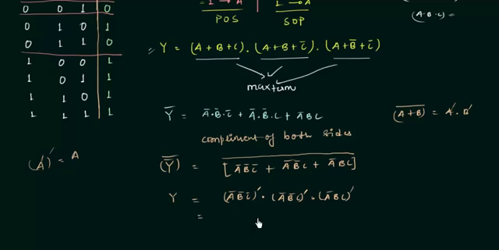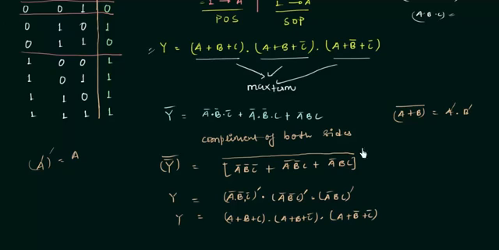Again, we have to use De Morgan's law for these three min terms, and we have a, this AND will change to OR, b, this AND will change to OR, c. Okay, and in the same way we have a or b or c complement and a or b complement or c complement. This is the y.